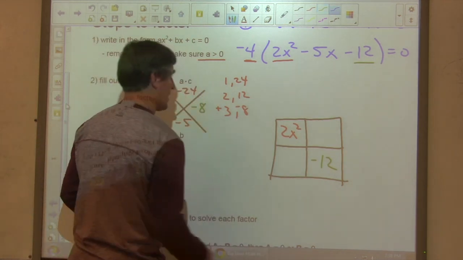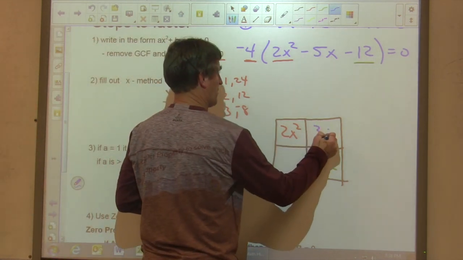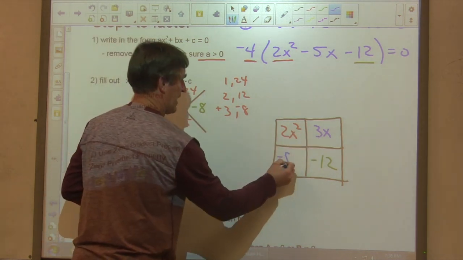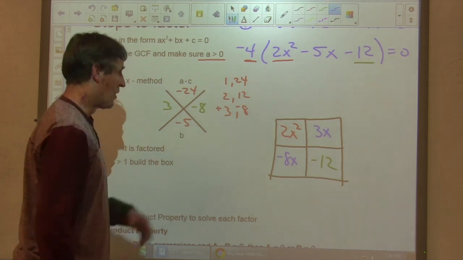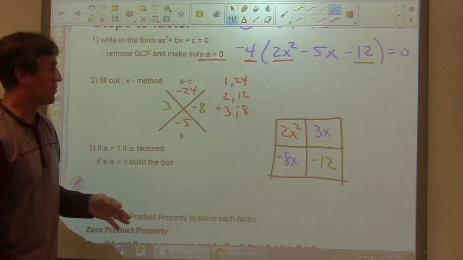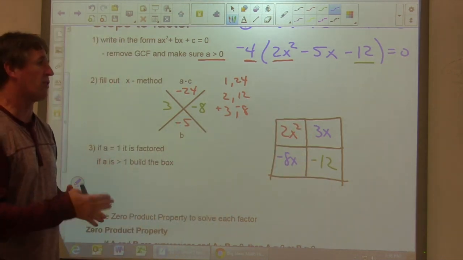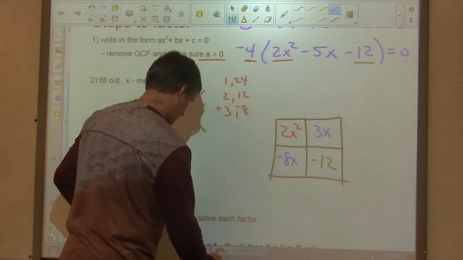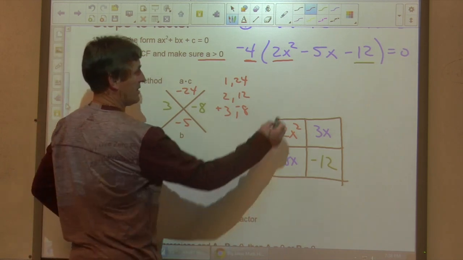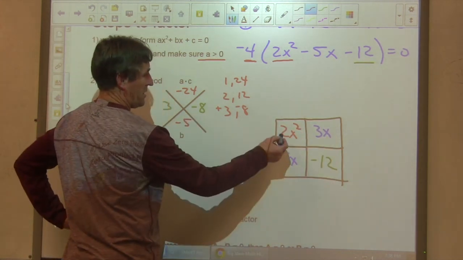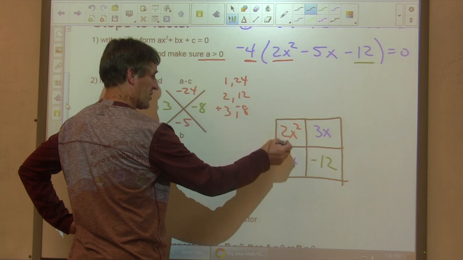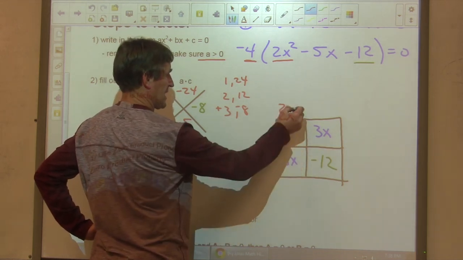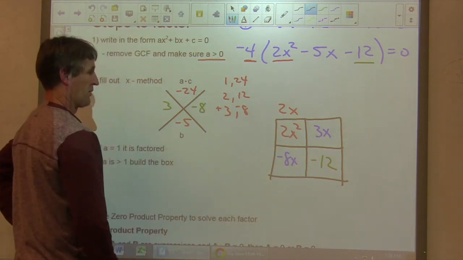So I'm just going to go, the first one's 3, so I'm going to go 3x. And you have to put x's with these, and so negative 8x. So once you've done that, now what we're going to do is pull out the greatest common factor of each row and each column. So let's start with the columns. The greatest common factor that goes into 2 and negative 8 would be 2, and then this has an x squared and this has an x, so I could pull a 2x out of both those.